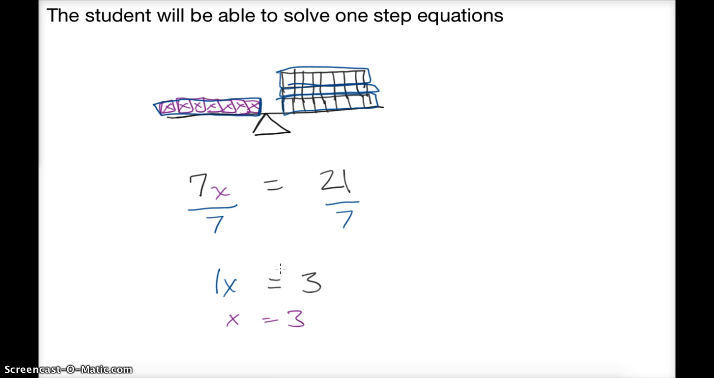Let's take a look at another example. This time I have x divided by 5 equals 6. So I want to get x by itself, so I have to do the opposite. I have to do the inverse operation of dividing by 5, and I'm going to end up multiplying by 5.